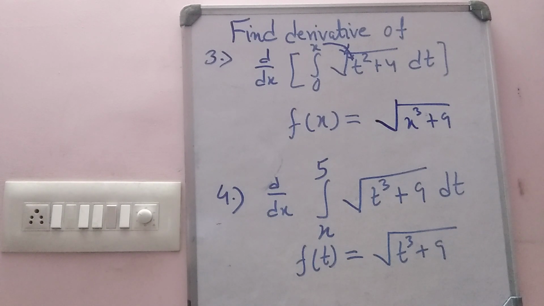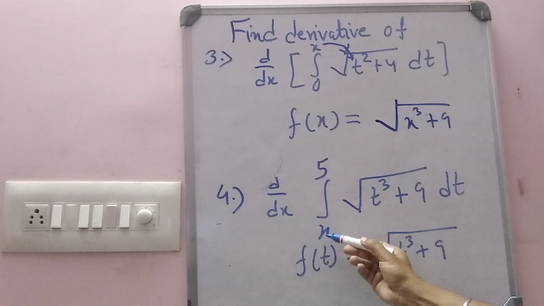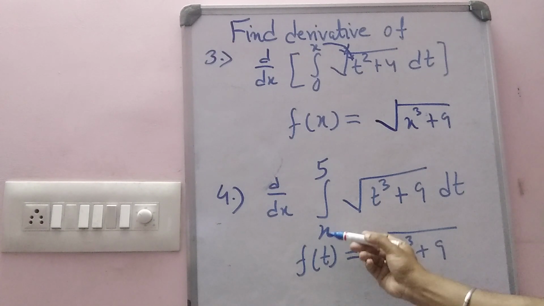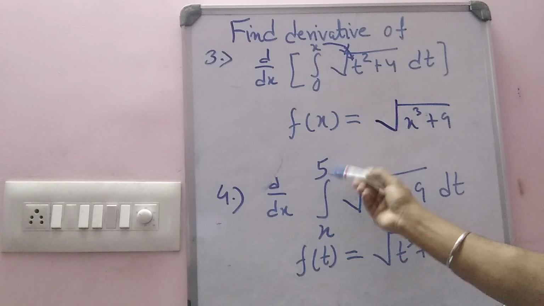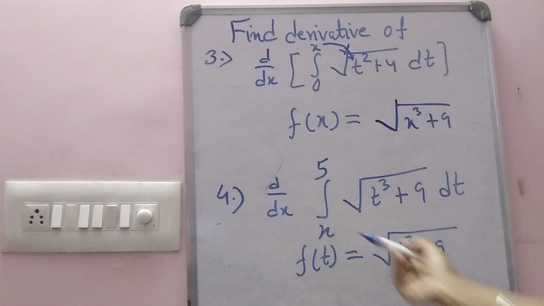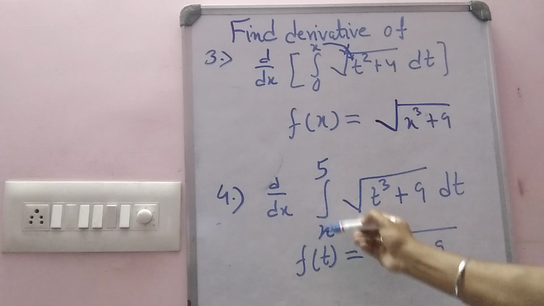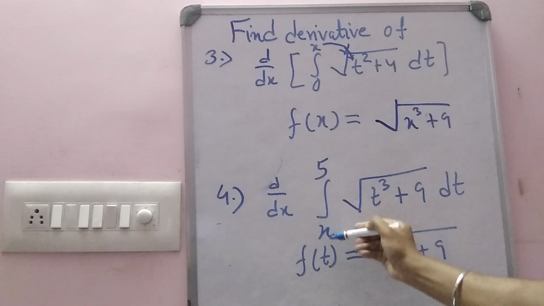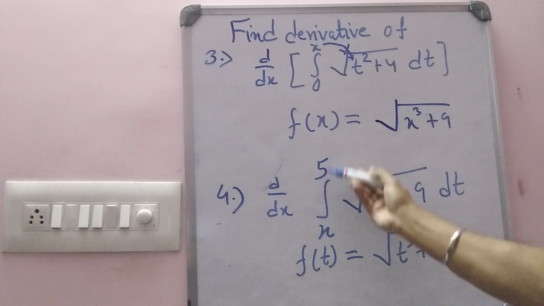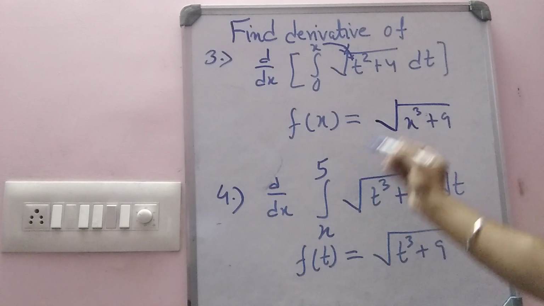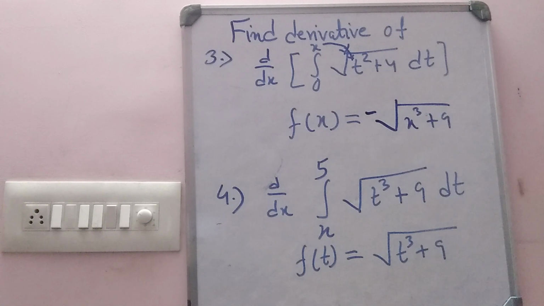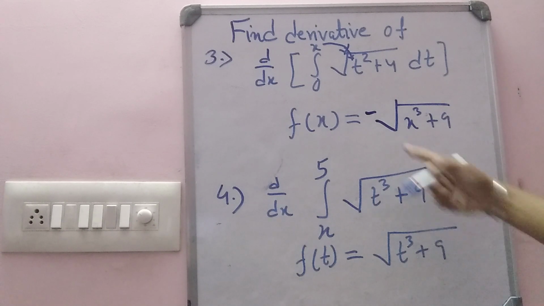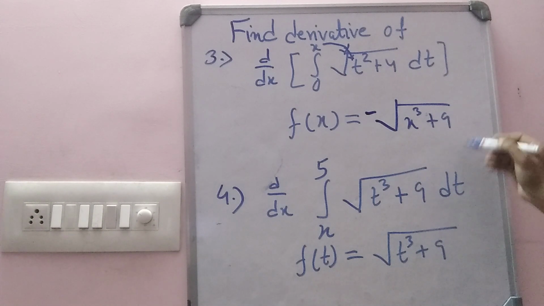But one thing is also here, see, your limit is given here x to 5. Generally your limit should be what? x should be your upper limit and any constant value should be the lower limit. So whenever you revert it, just like I told you in the previous problem, the opposite sign will come in front of this. So here it will be minus. Your final answer becomes f of x equal to minus square root of x cube plus 9.